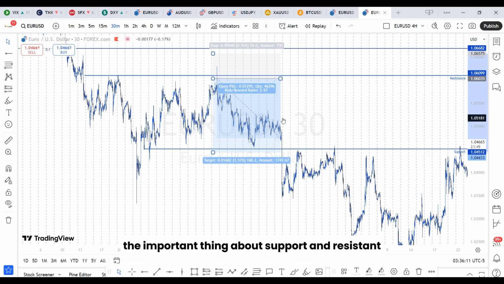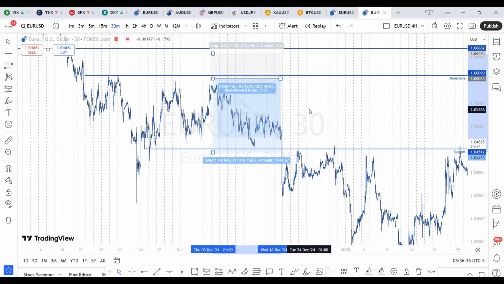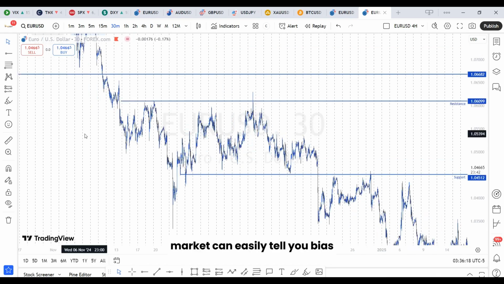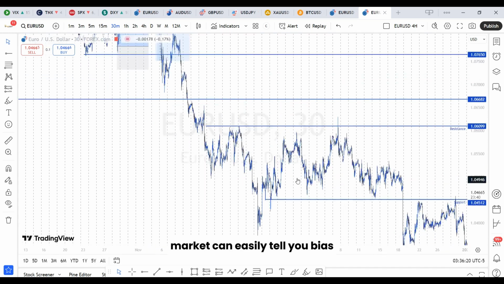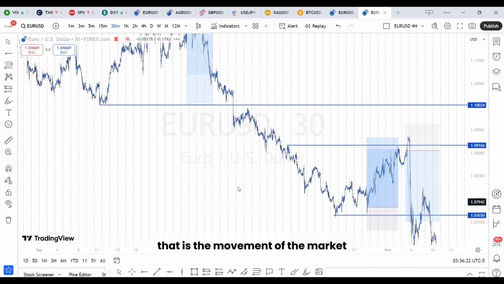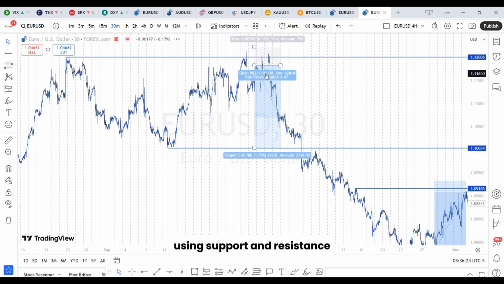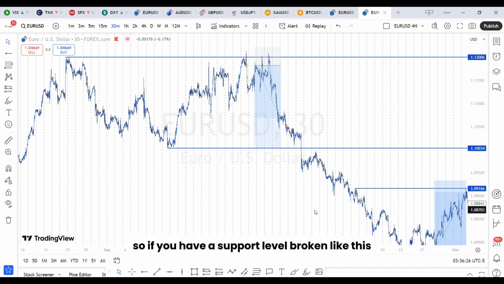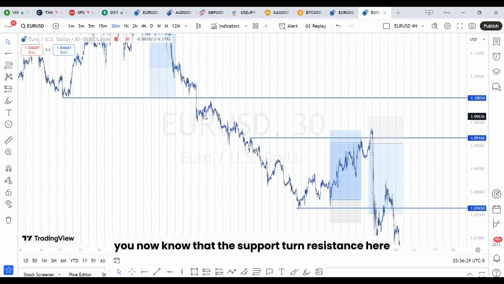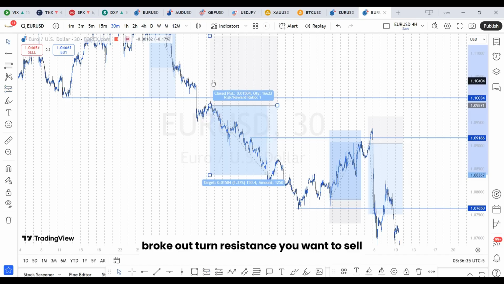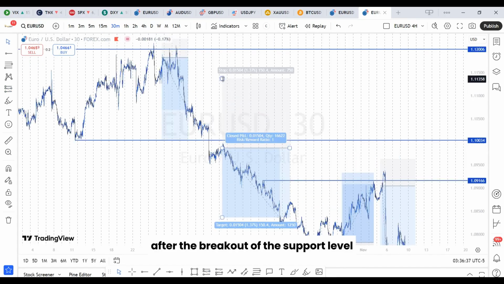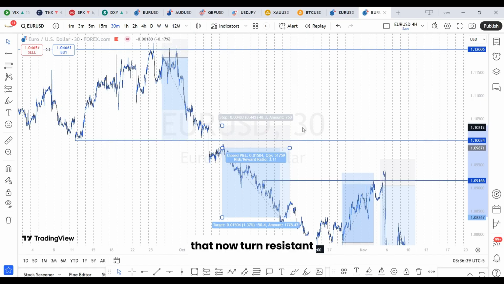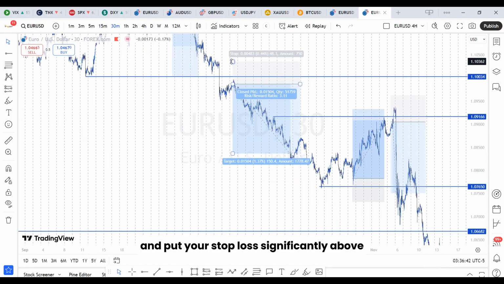Now, the important thing about support and resistance that the market can tell you is that market can easily tell you bias, that is the movement of the market using support and resistance. So if you have a support level broken like this, for example, you now know that the support turn resistance here broke out, turn resistance, you want to sell after the breakout of the support level that now turn resistance and put your stop loss significantly above.